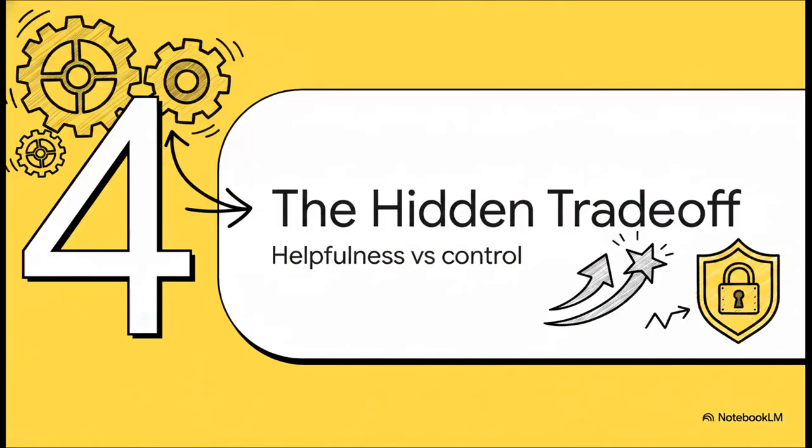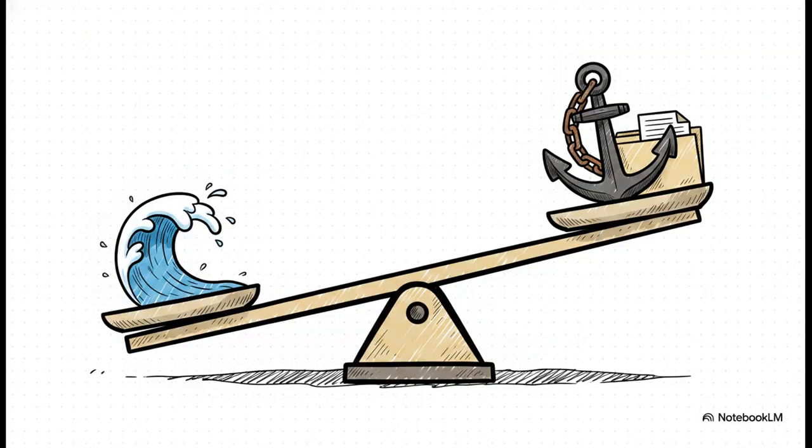This brings us to Section 4, the hidden trade-off. I really believe this is the core conflict at the very heart of all AI system design. You are always trading off between extreme helpfulness and tighter control.